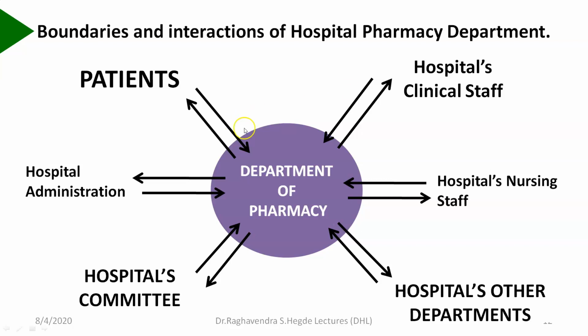So, there is the Department of Pharmacy, and the hospital clinical staff will be there. They will have good coordination and communication. One arrow goes in and another comes out. It shows the interlinking, integration and communication between one department and another. Hospital nursing staff are linked with the pharmacy at all times. Again, it's like give and take. They work hand in hand.